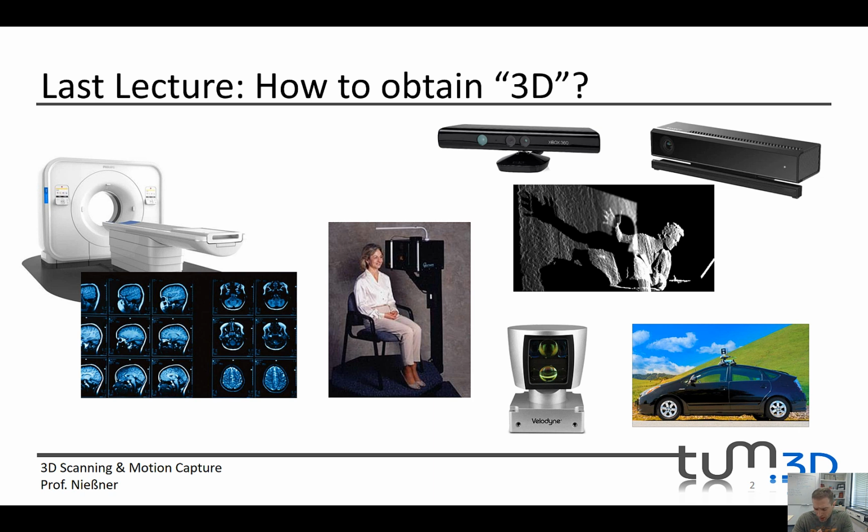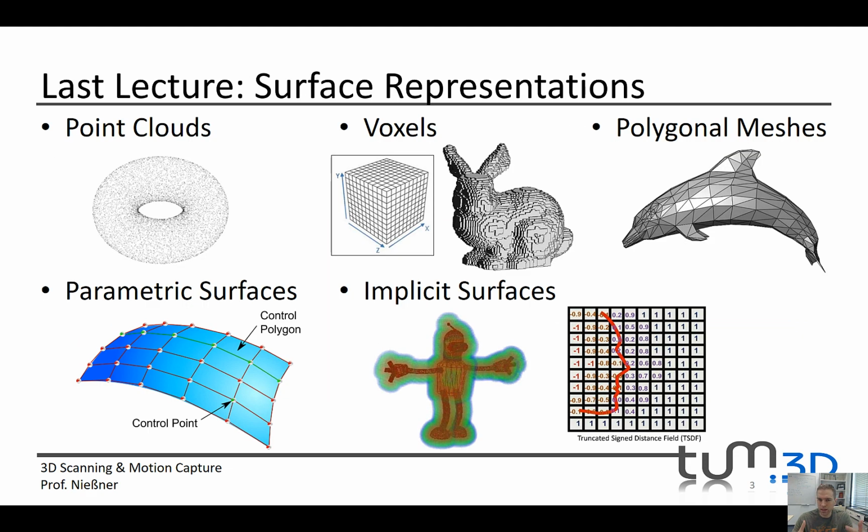And afterwards, we talked about once we get this kind of data, what is actually the representation we can use in order to represent 3D surfaces, 3D points, and generally speaking, all kind of 3D entities. We talked about point clouds, voxels, polygonal meshes, parametric surfaces, and specifically implicit surfaces. We also talked about how can we go between these representations, right?